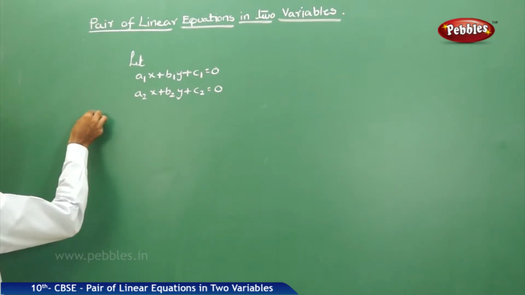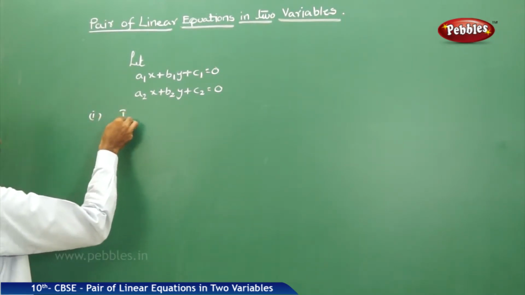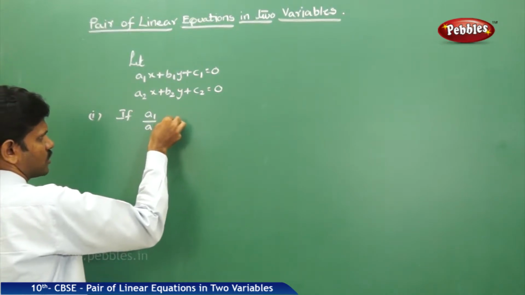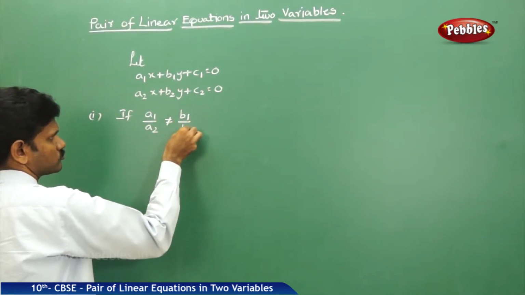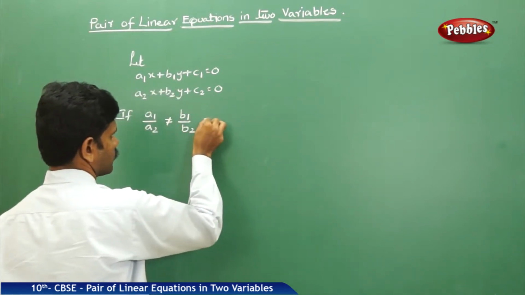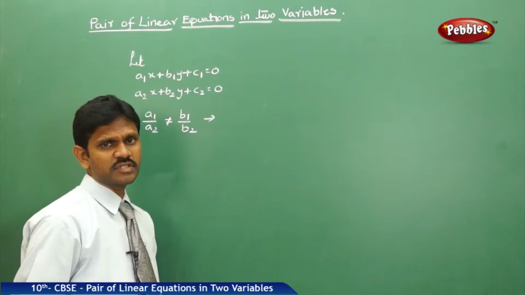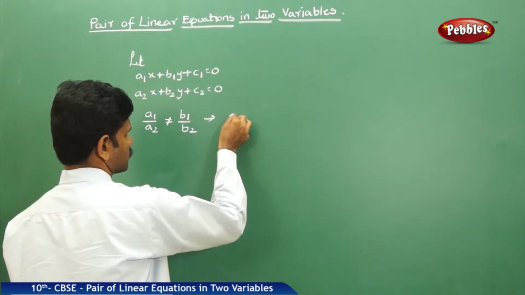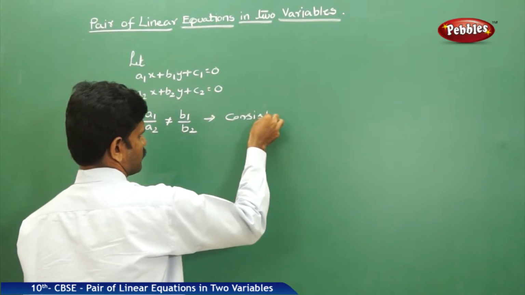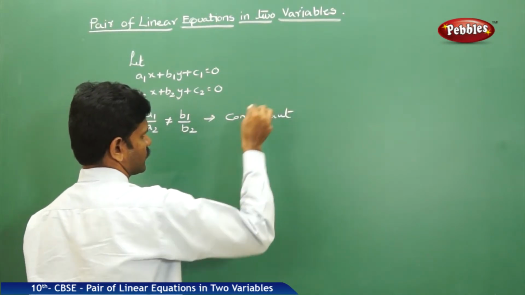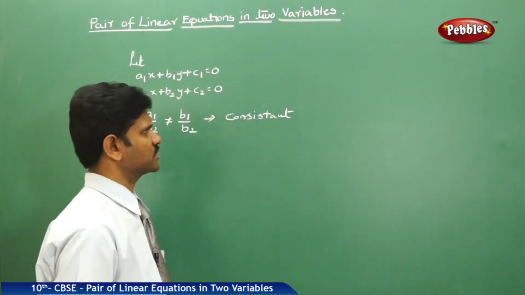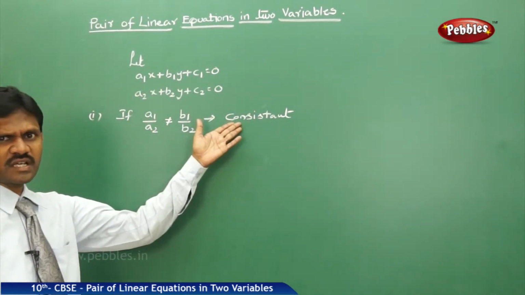Case 1: if a1 by a2 is not equal to b1 by b2, then the lines are consistent to each other. What is the meaning of consistent? It is the nature of the lines, consistent.